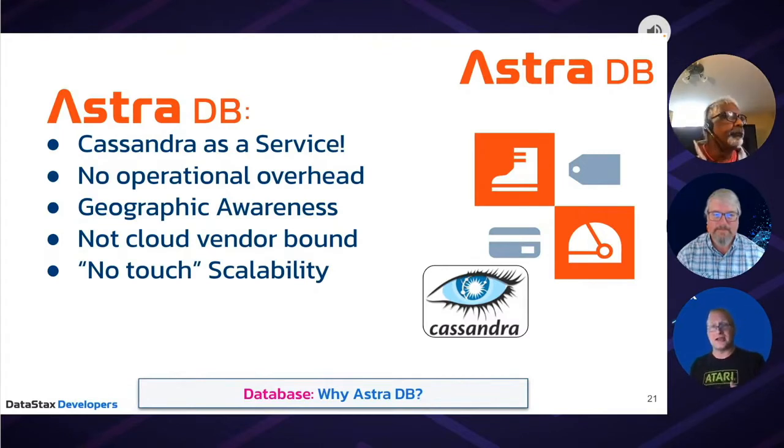So if you have applications or other systems running on the West Coast, and that same data set also needs to be on the East Coast, you want those data sets to be the same. You want them to be in sync. Again, that's something that Cassandra and Astra do very, very well.